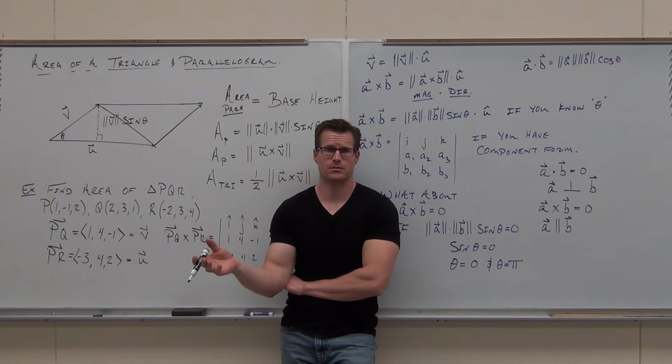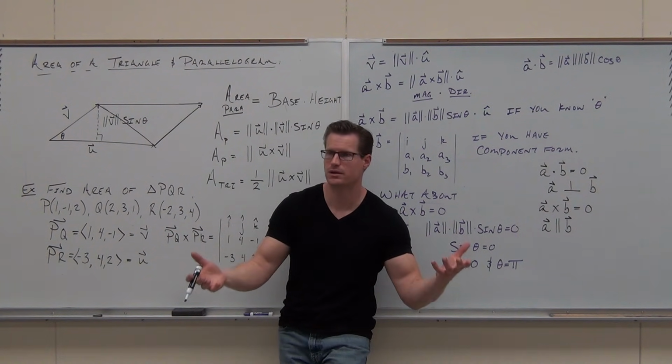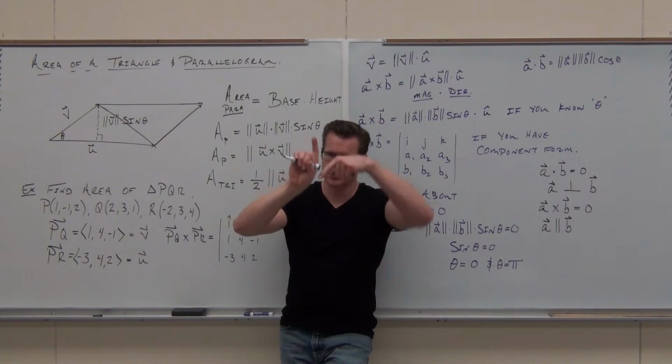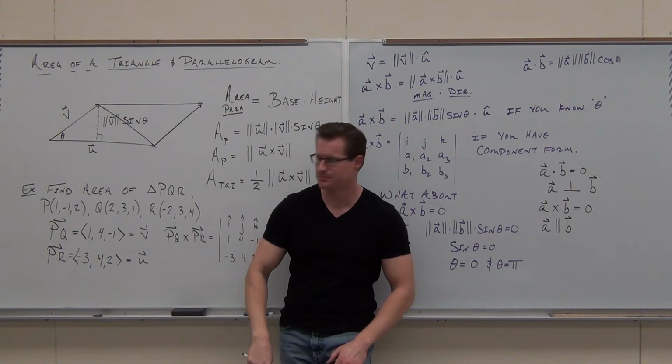It doesn't matter the order. I'm just going to get a different vector, sure, but the magnitude of that vector is going to be the same. That's the whole point here, that these two different vectors have the same length, just different directions. So magnitude has to be the same.